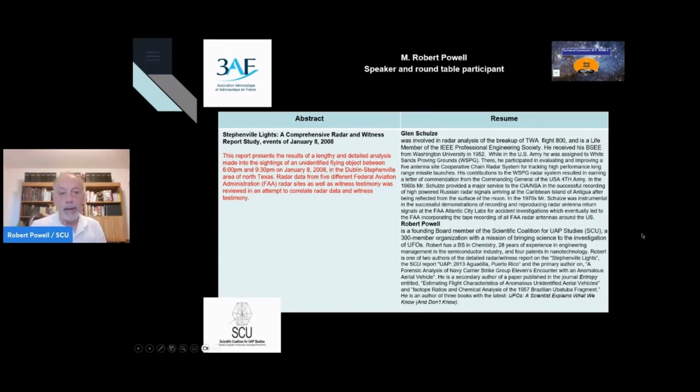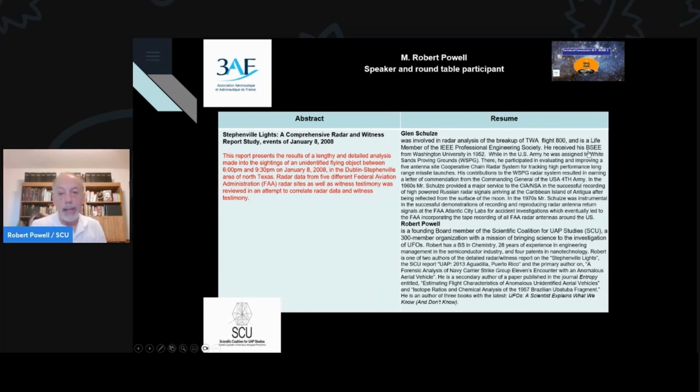I know this is probably hard for you to read, but Glenn Schultz was a radar Army engineer, and he had actually done radar analysis. Some of you may remember the TWA flight that crashed as it was flying from New York City to Paris. He did analysis of that flight using radar data. So Glenn, who had worked with the Army, was very knowledgeable of radar analysis. So he worked with me in the analysis of the Stephenville radar data that we obtained.